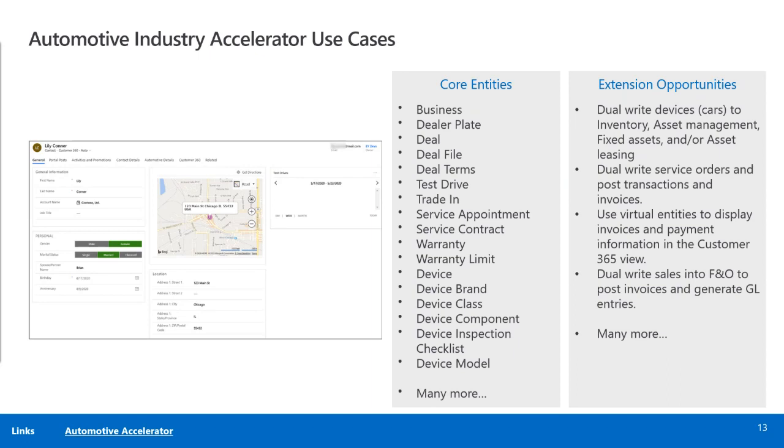There's also the ability that you could dual write the sales that are happening. So when deals happen, you could dual write those sales into finance and operations, post those invoices and generate general ledger entries. And you could even dual write those invoices back, or use virtual entities for those back into the Automotive Accelerator and display those in your model-driven app.